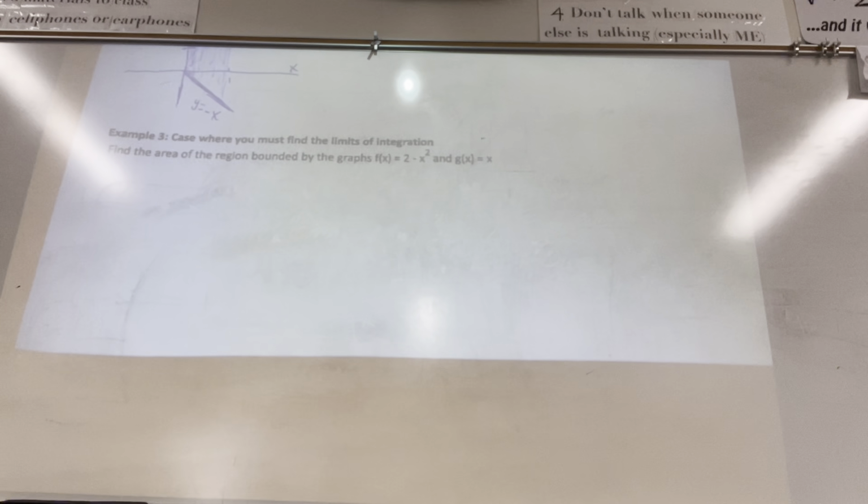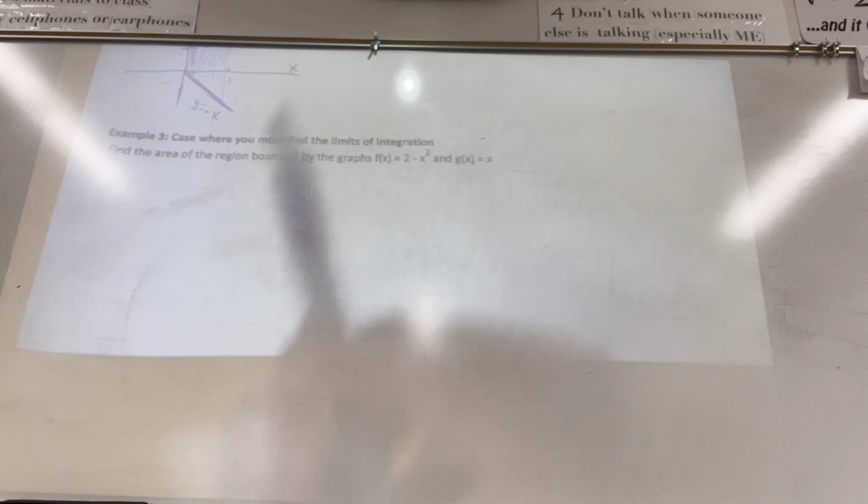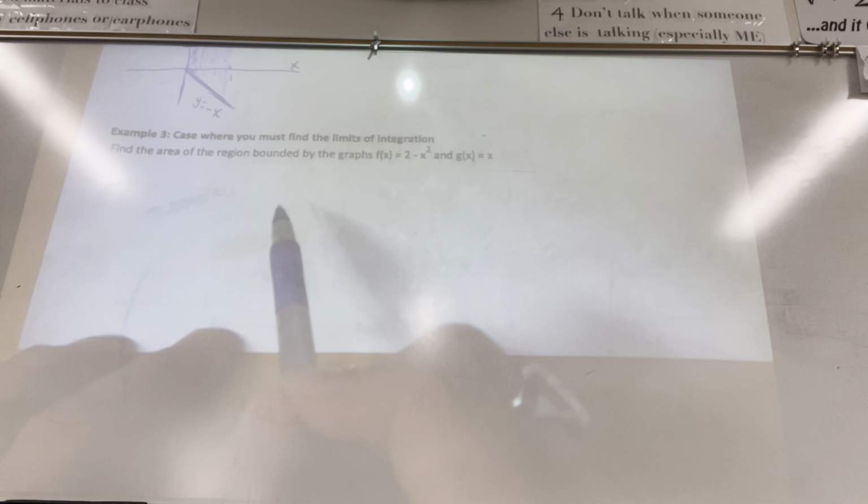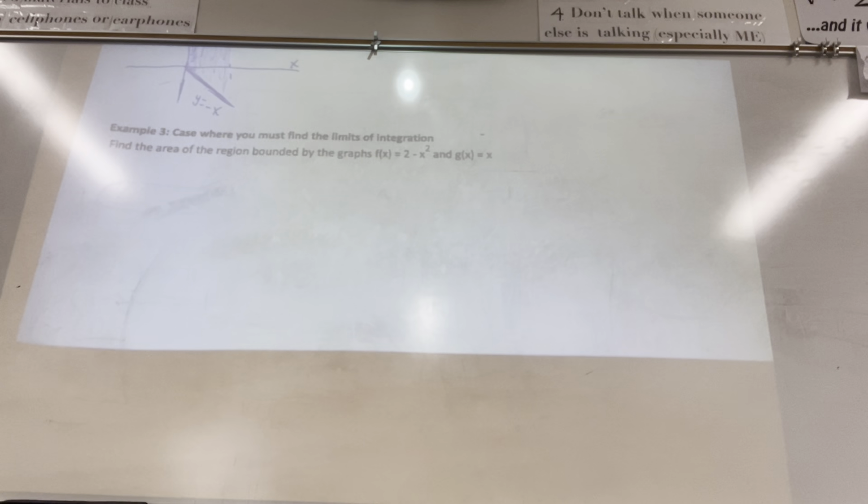As we read that, find the area of the region bounded by the graphs F and G. What's different about this one than the other ones? I don't give you the intervals, huh? For the other ones I did, but on this one I didn't. And the truth is, for a lot of them, they will not tell you from where to where. But they are telling you, find the area bounded by these graphs, meaning they probably intersect, and they probably make a closed region. And so we just gotta find what those intersections are.